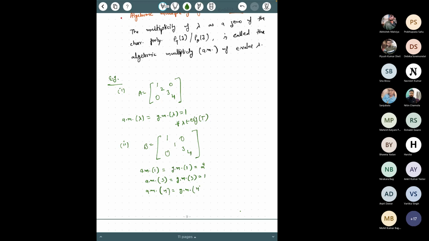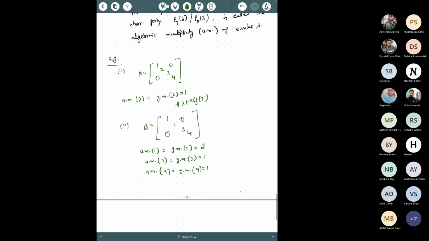But look at this example now. See, it is this one. So what are the eigenvalues of this matrix?